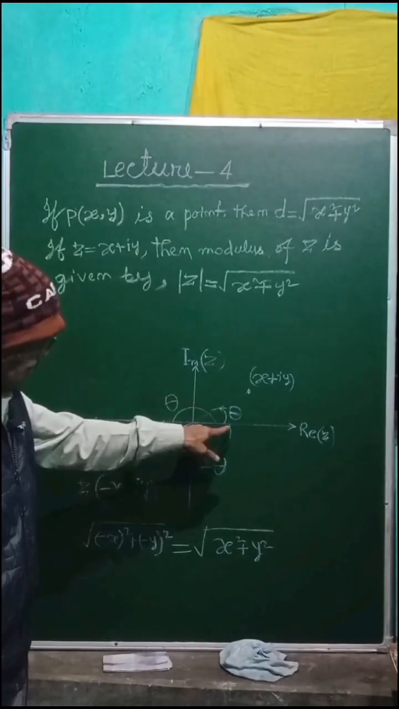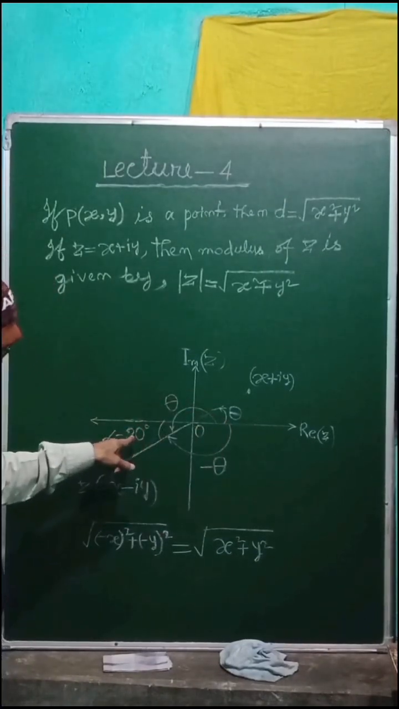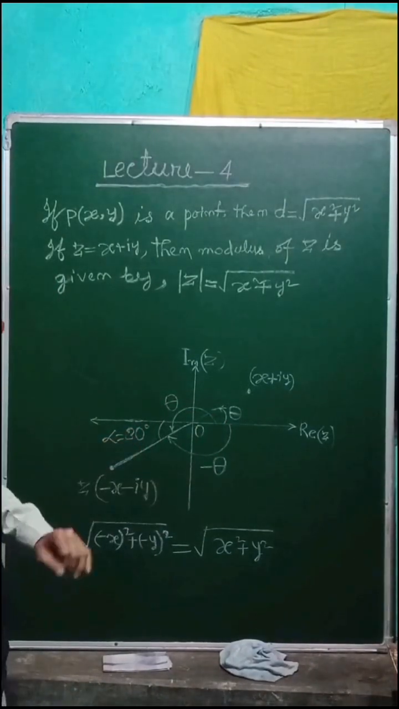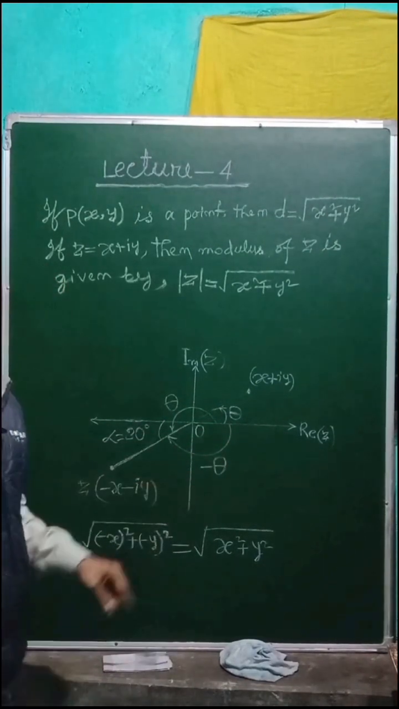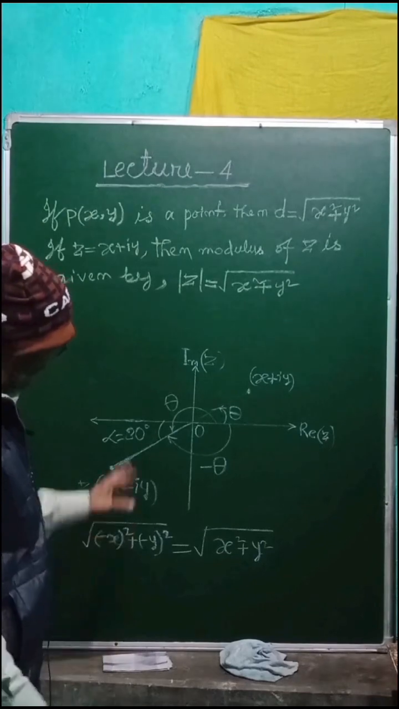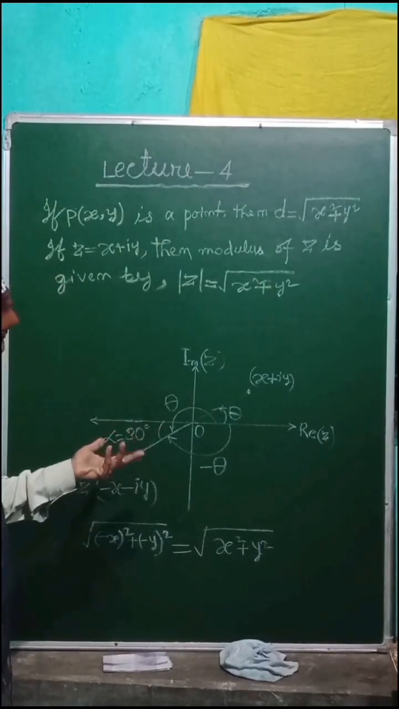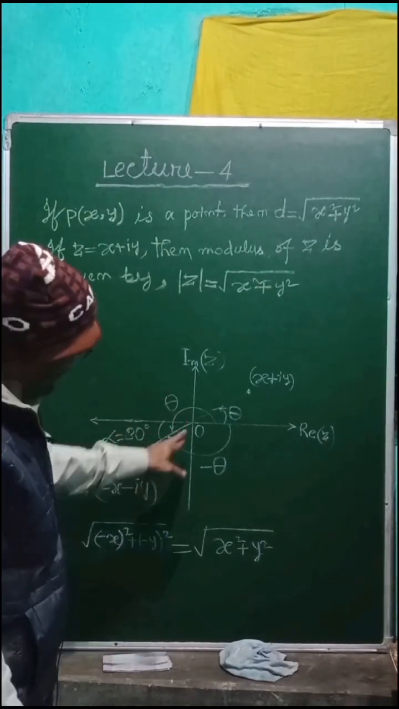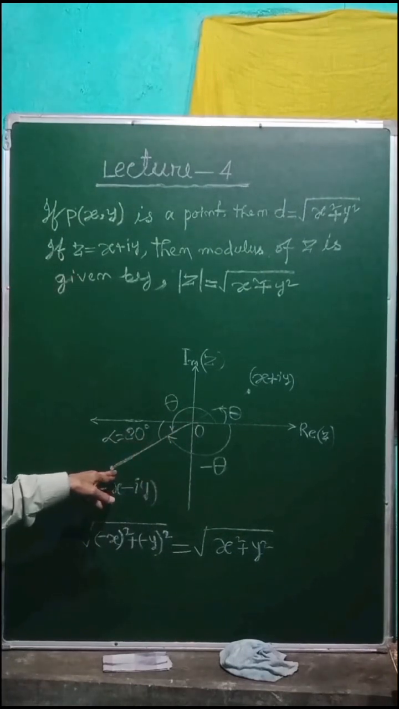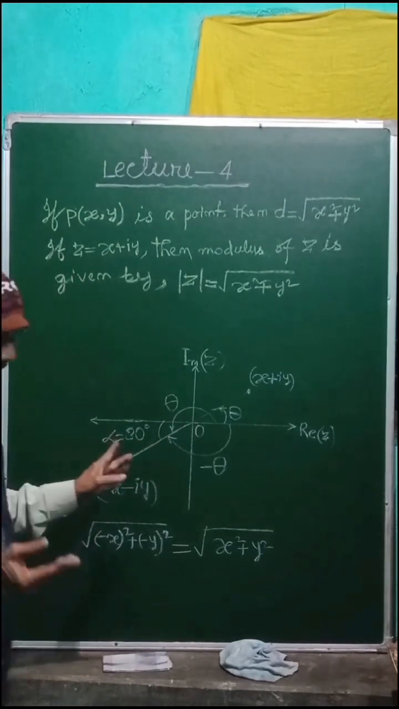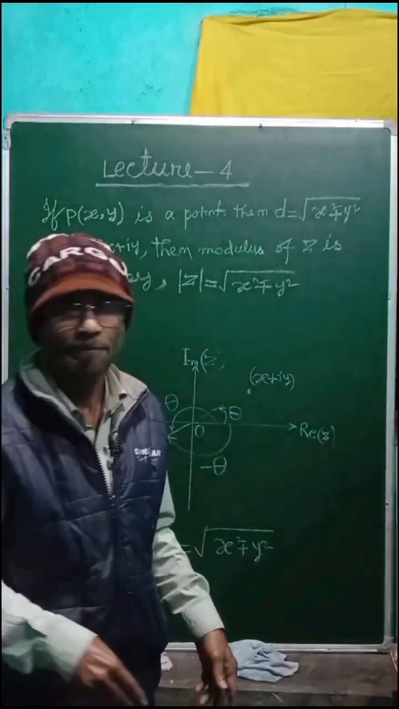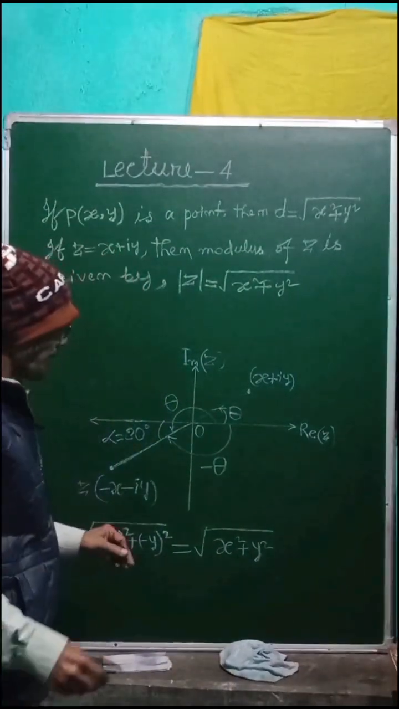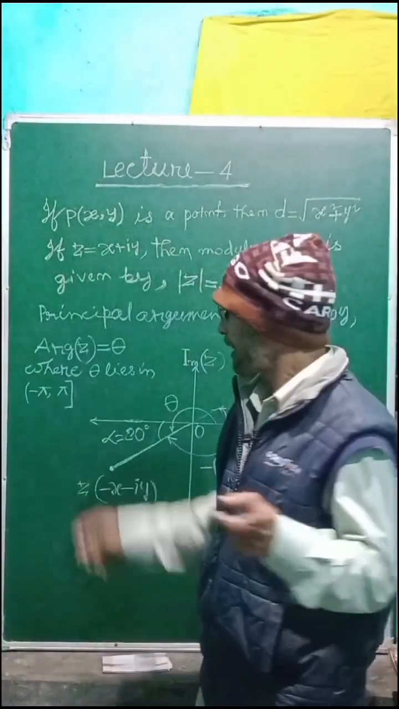So here 180 degree plus 30 degree is equal to 210 degree, and in this direction if we come, then this will be minus 150 degree. In any manner we describe the angle, the position is the same, actually fixed. So there are two ways to describe the theta of a complex number. Now, what is principal argument?